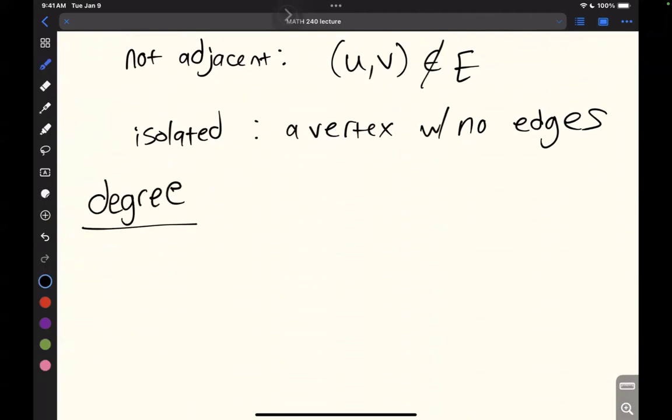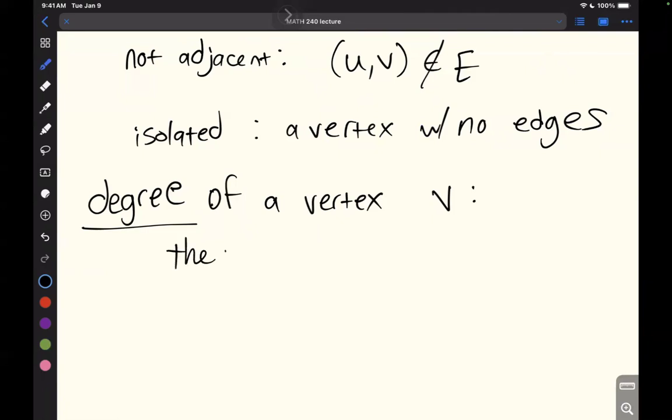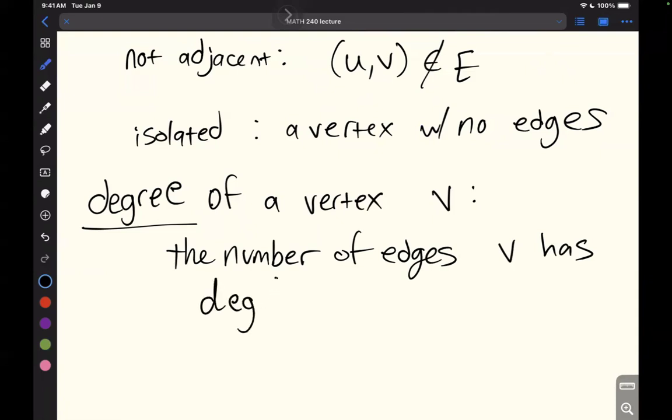We say that a vertex has some degree. The degree of a vertex, let's call it V, lowercase v, is the number of edges that V has. We denote this as lowercase deg, parentheses, and then in the parentheses goes the vertex we're talking about. So deg for degree, and then which one are we looking at?